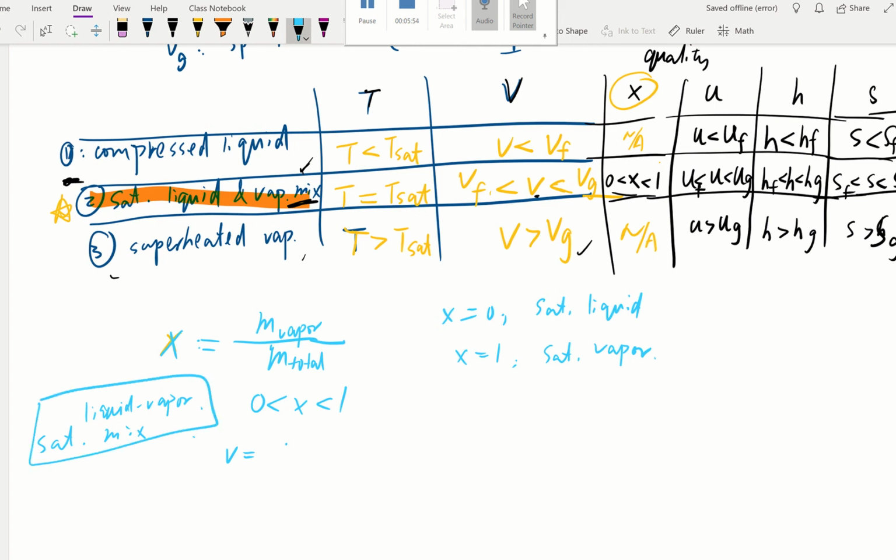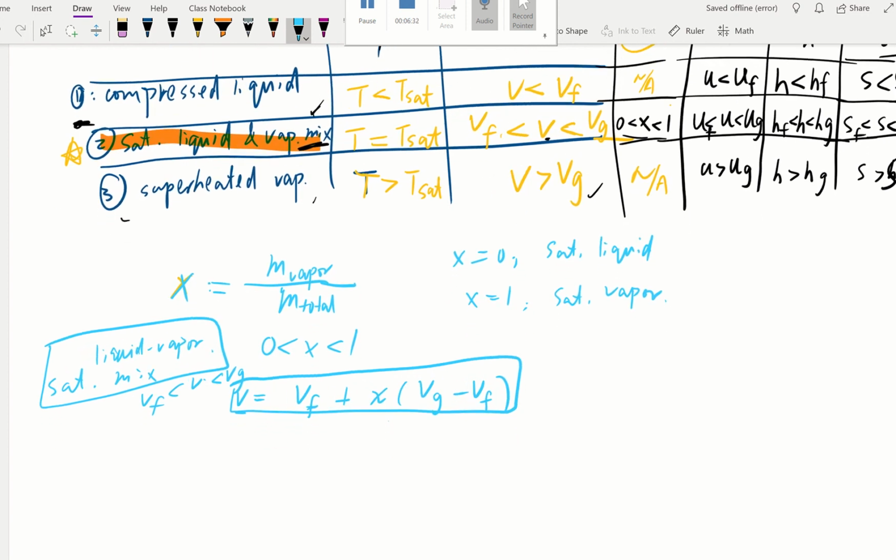So this is only for this region. We know this V is going to be in between Vf and Vg, right? And if we want to find this V value, it's going to be V equals Vf plus quality times Vg minus Vf, the difference between the specific volumes, times quality, plus Vf. That's going to be the specific volume at that point based on the quality at that point. Very helpful and very useful equation.